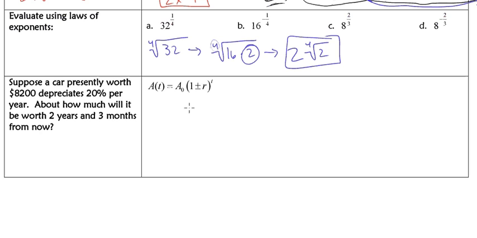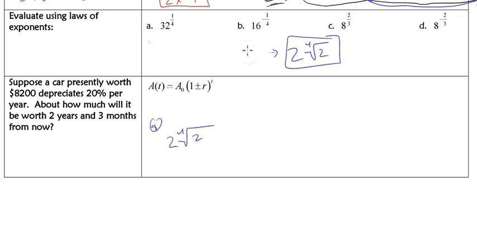And actually, let's go ahead and write that down here. We'll erase it later on, but A is going to be 2 to the fourth root of 2. And there's the radical of it.